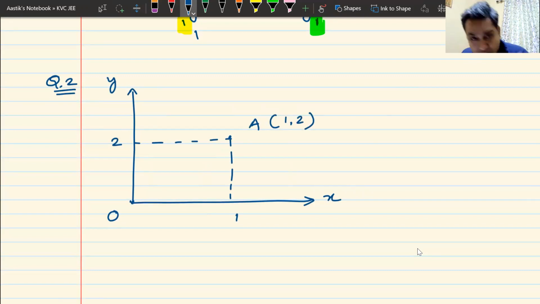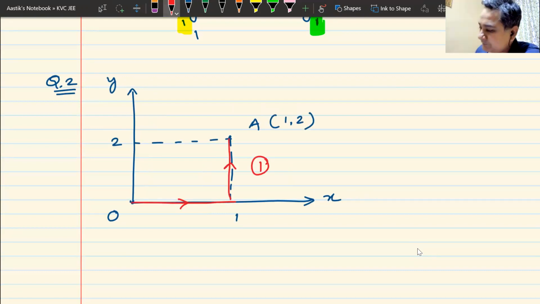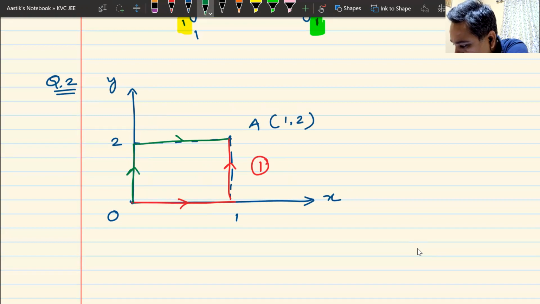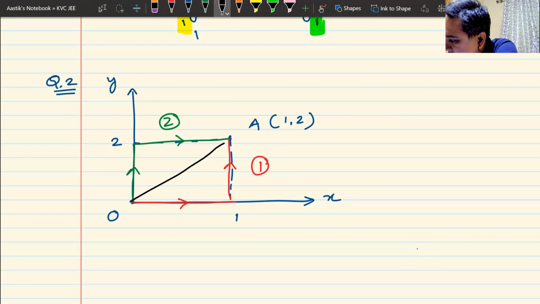Okay, now again I'm going to do the same thing. I'm going to move an object or a particle in 3 different paths. This is path number 1. This is path number 2. And then there would be a straight path. That would be my path number 3.